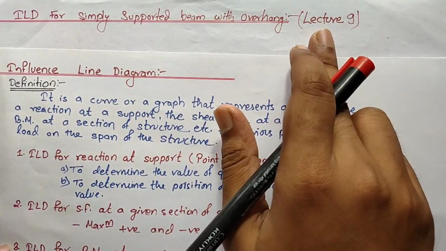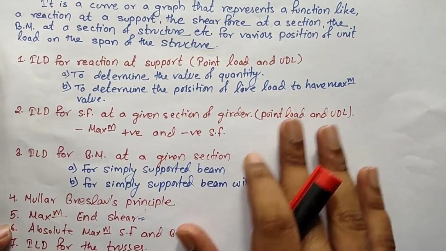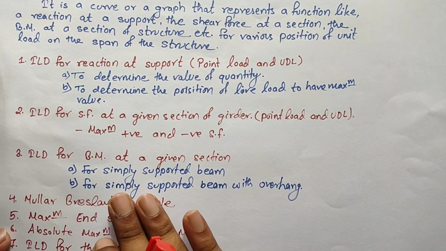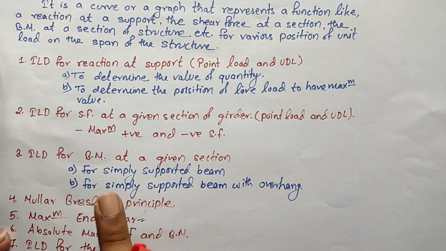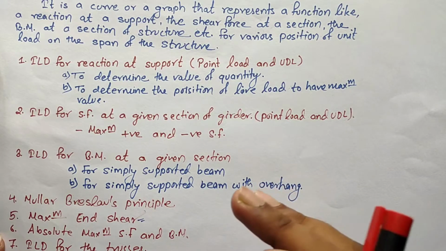Now this is lecture 9, and in this lecture we will be studying the influence line diagram for the simply supported beam with overhang, and how to draw it and calculate the maximum shear force as well as the maximum bending moment.